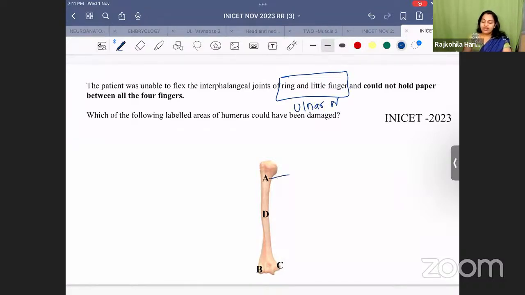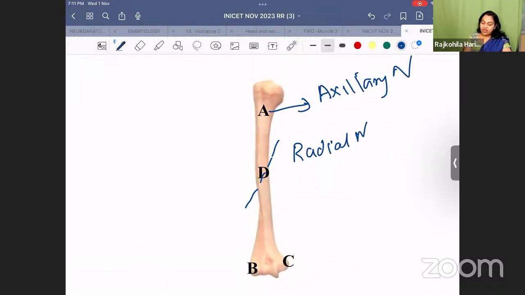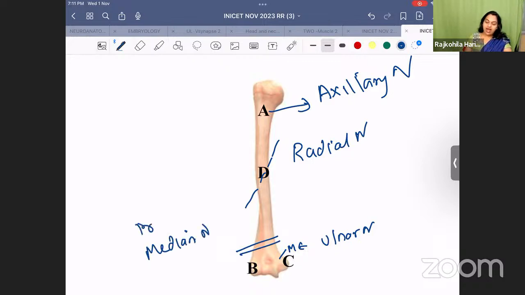And what is the nerve related to the surgical neck of humerus? Axillary nerve. The nerve that runs in the spiral groove on the posterior surface of the shaft of the humerus, radial nerve. So here is the trochlea. Above the trochlea is the medial epicondyle. The nerve running behind it is the ulnar nerve. Okay, B here is the capitulum. And above the condyles, okay, the supracondylar fracture can involve the median nerve and brachial artery, right?